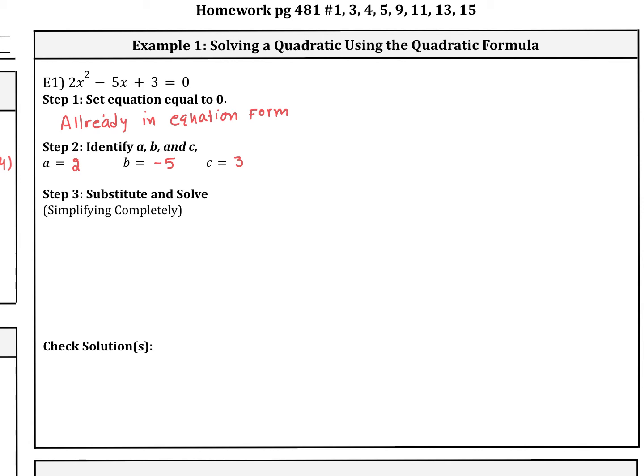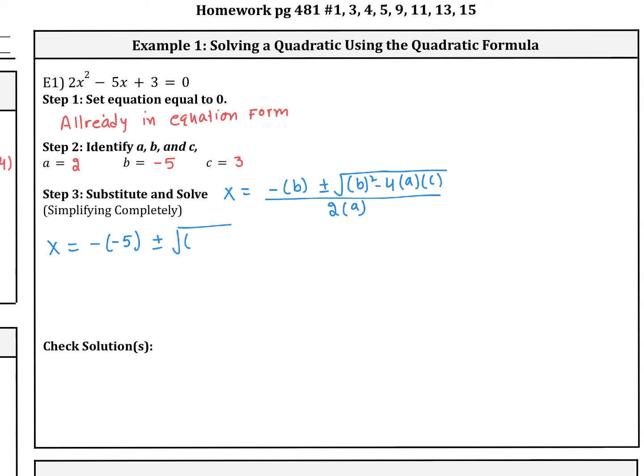Try to write the formula every time you do this problem. x equals negative b plus or minus the square root of b squared minus 4ac, divided by 2 times a. When you plug it in, you're going to get negative negative 5, plus or minus the square root of negative 5 squared minus 4 times 2 times 3, divided by 2 times 2.